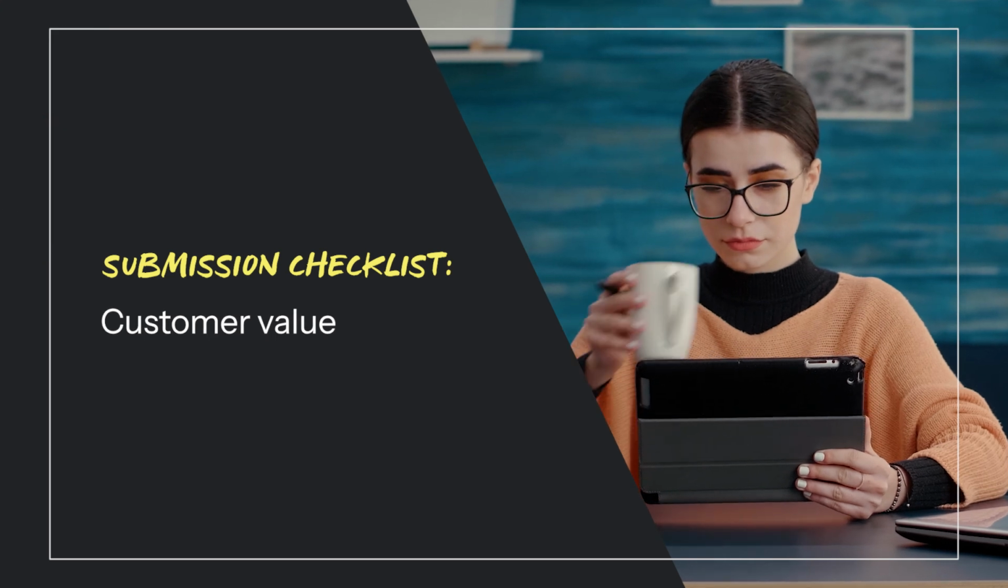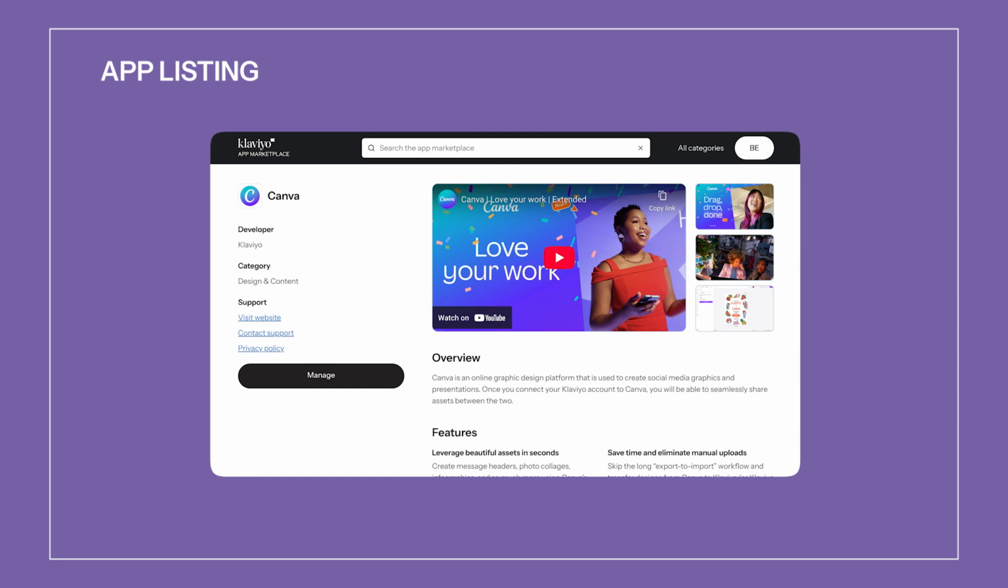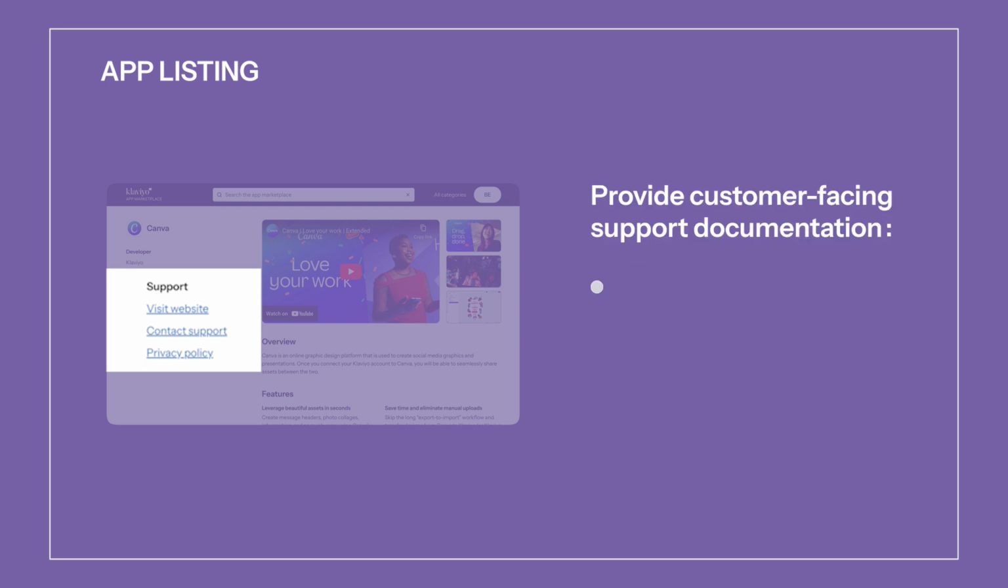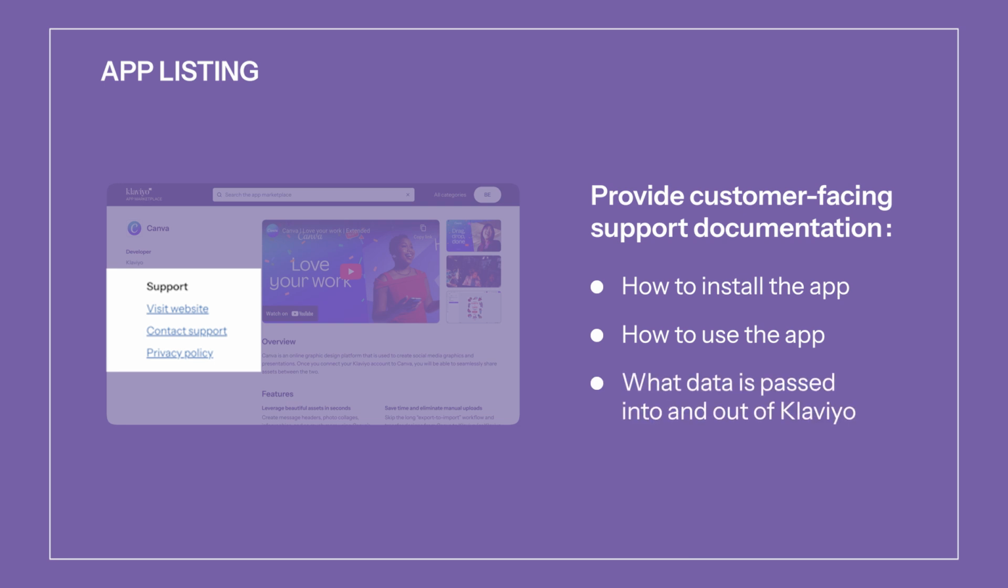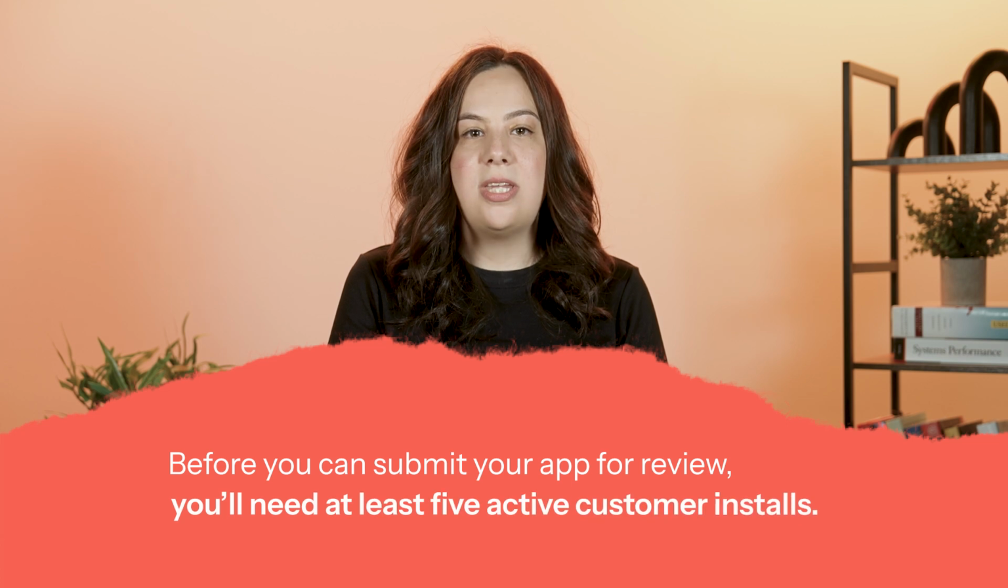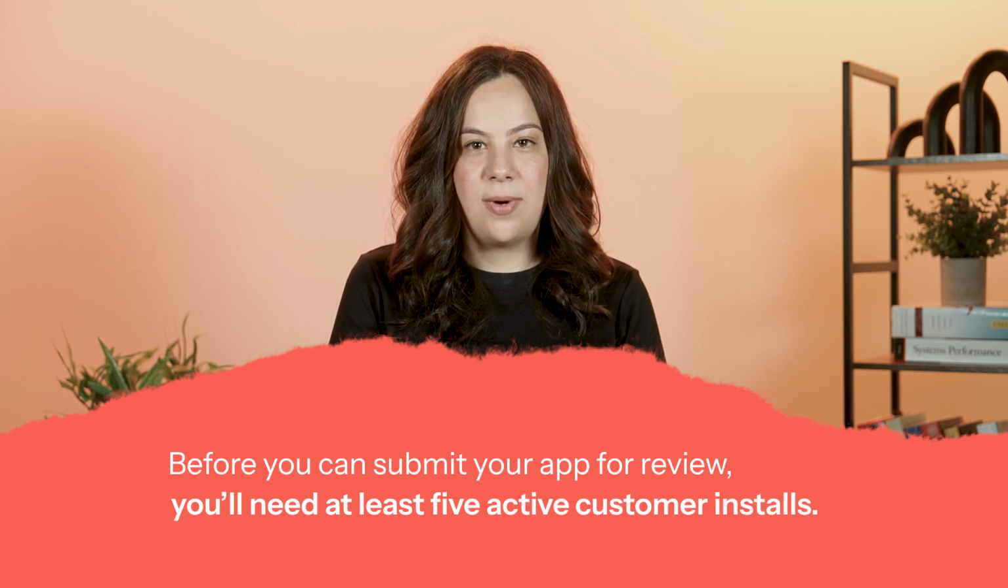First up, your app's core value to customers. Your app does something great for its users, so let's make sure its value is clear on your website and in your listing page. You'll also need to provide customer-facing support documentation covering how to install the app, how to use it, and what data is passed in and out of Klaviyo. Before you can submit your app for review, you'll need at least 5 active customer installs.